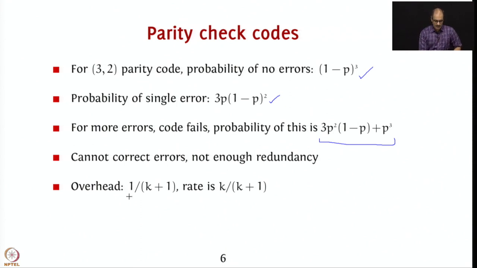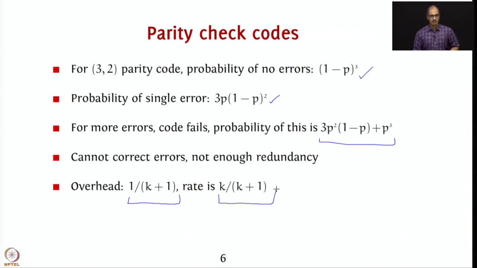The overhead is, you can say, 1 upon k plus 1, or redundancy, and the rate is k by k plus 1. This is something that we have seen. Now, this is an example of a parity check code that can be used to check the parity and detect some errors. But this code cannot correct errors.